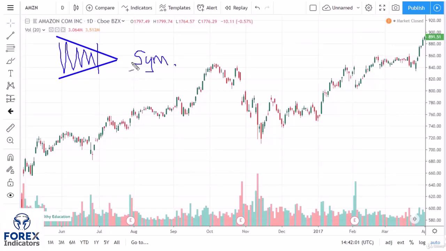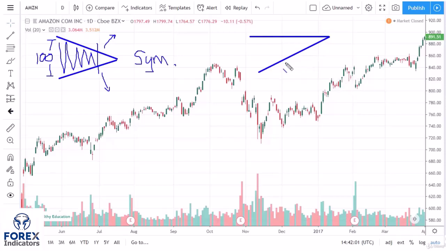The nice thing about triangles, and this is going to be true with all of them, doesn't matter which flavor: 100 is, let's say, how many points or ticks or pips or whatever that this triangle makes. Once you break out of this in either direction, you measure 100 points from that trend line break for your target. There are also 2 other types of triangles that are quite common.